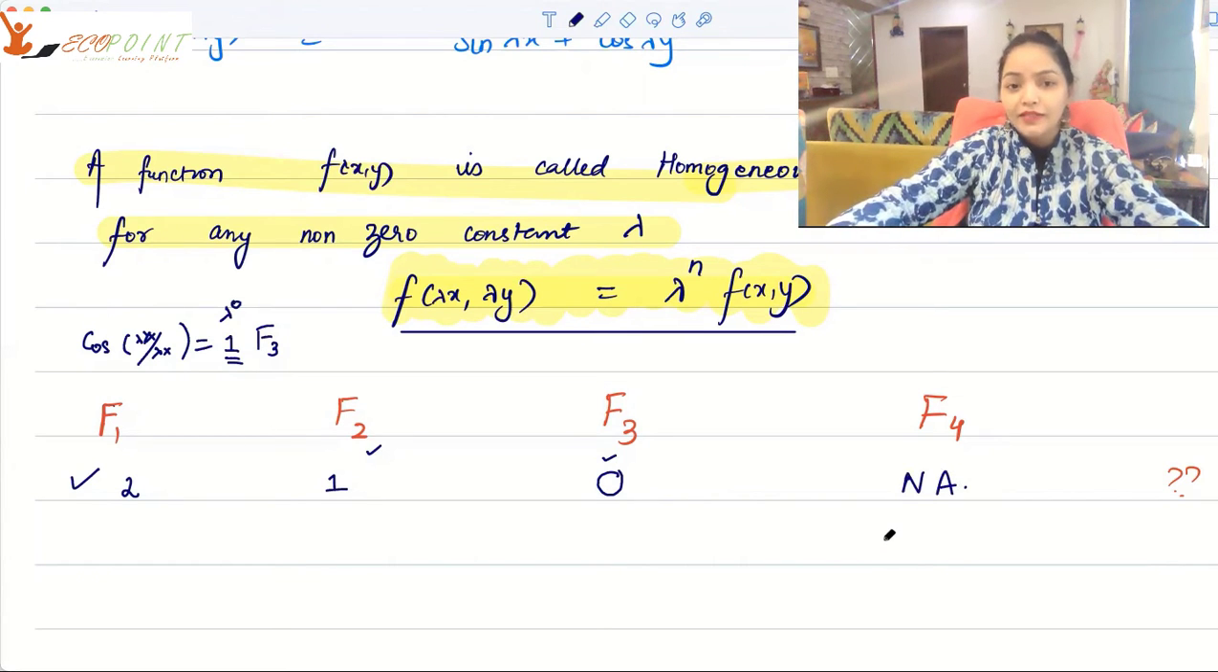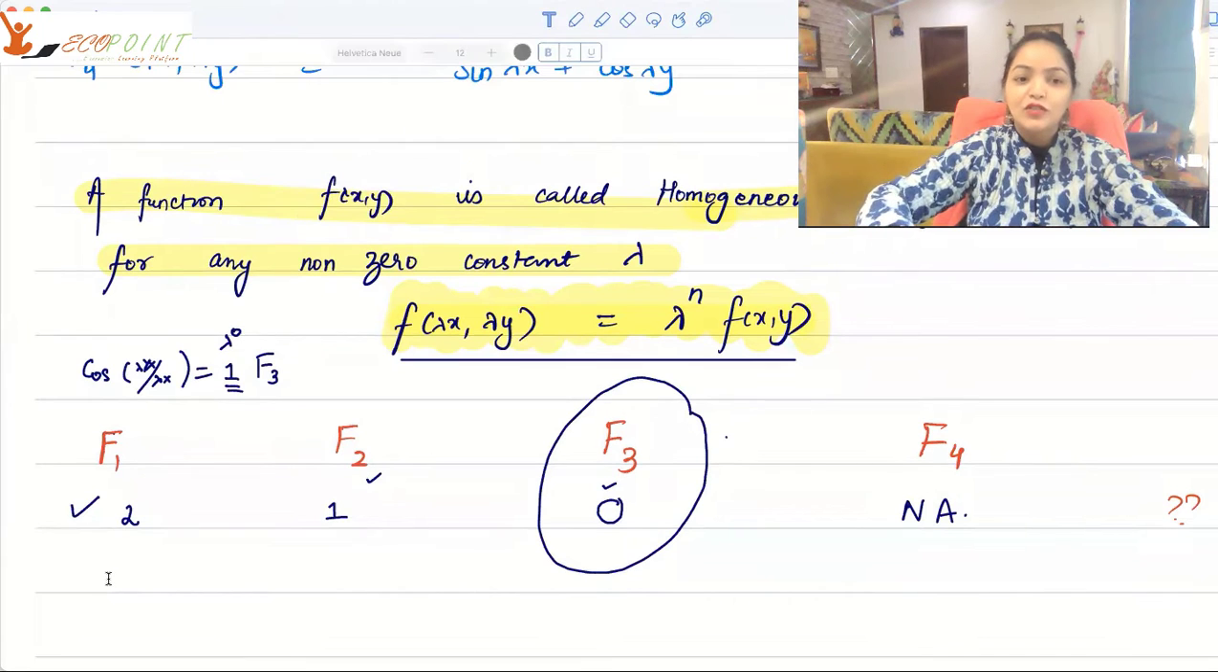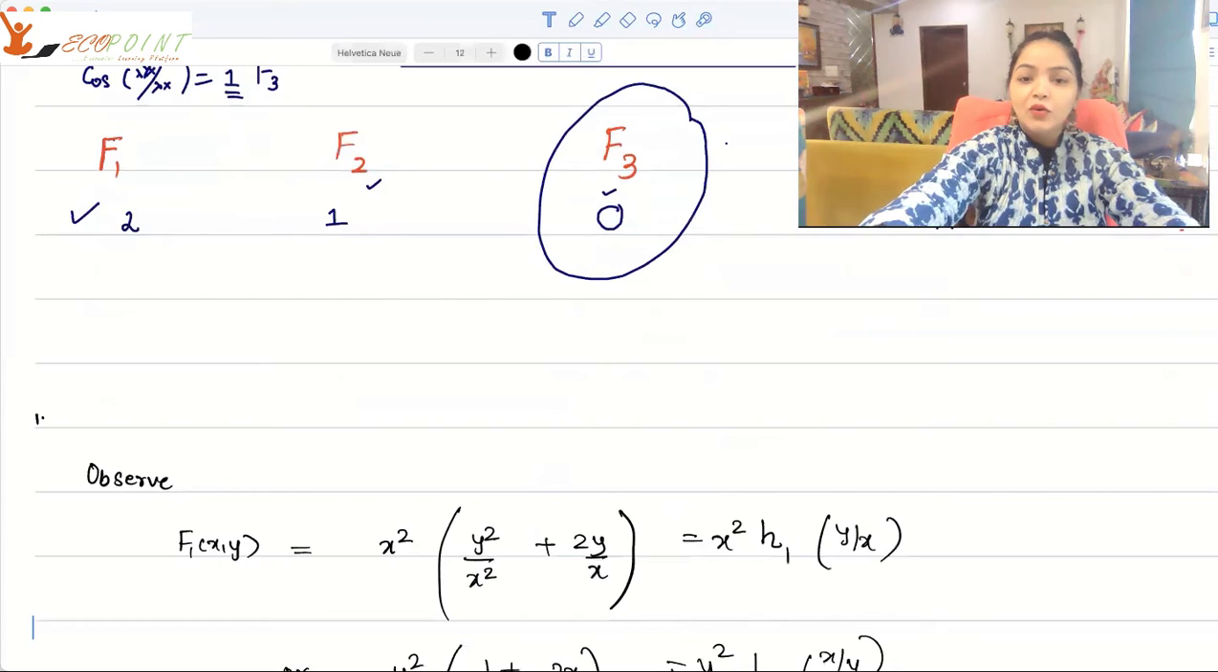Now let's concentrate on a situation like f3. So f3 is homogeneous of degree 0.